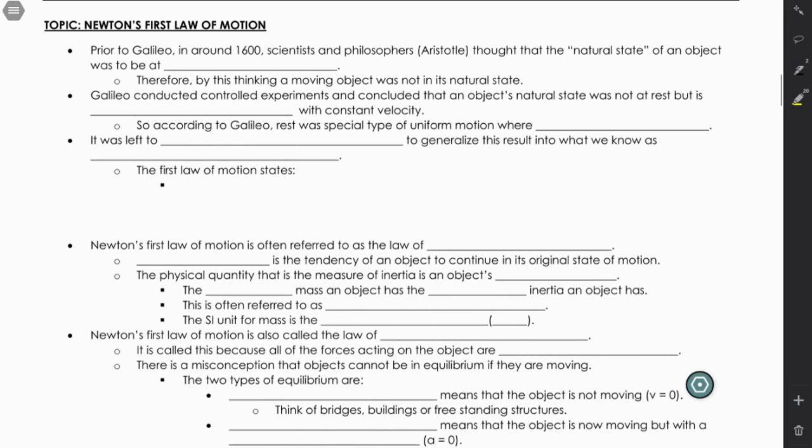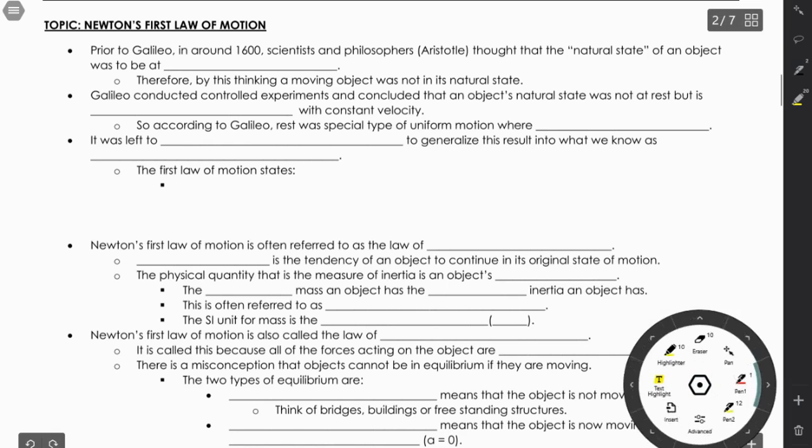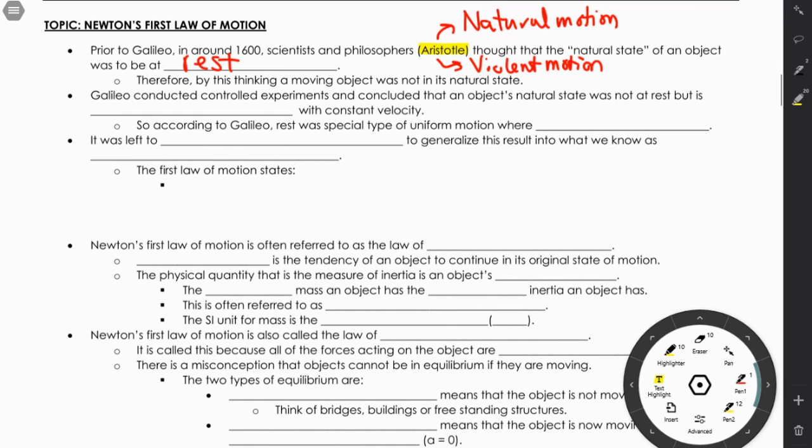Prior to Galileo, around 1600, which is when Galileo was, right? Scientists and philosophers, mainly Aristotle, who is the main philosopher we're going to refer to, thought that the natural state of an object was to be at rest. Two of the things Aristotle proposed were an object's natural motion, and then an object's violent motion.